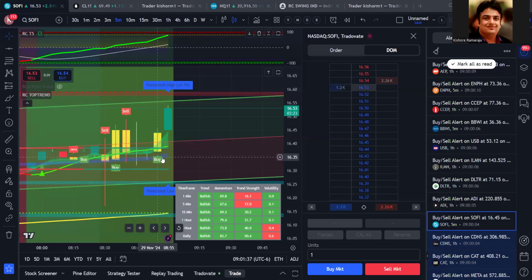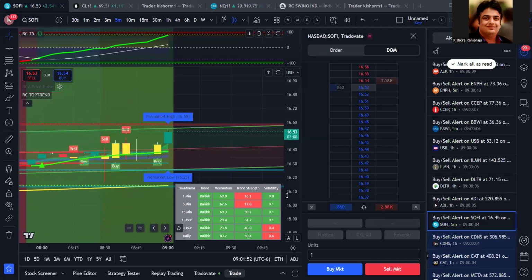This one is also a good opportunity, but it is already close to the resistance. Everything is green, green, green. This is green. This is green. But if it breaks this resistance, then it can go much higher.